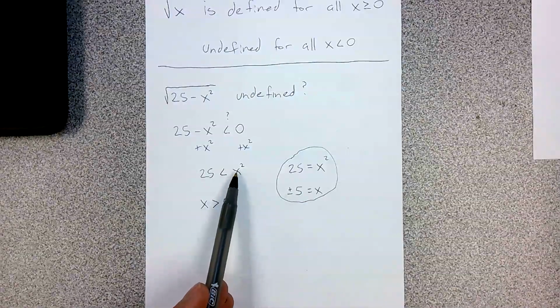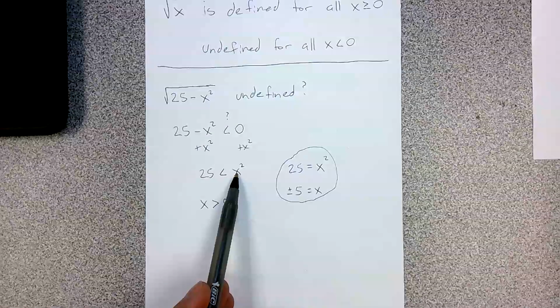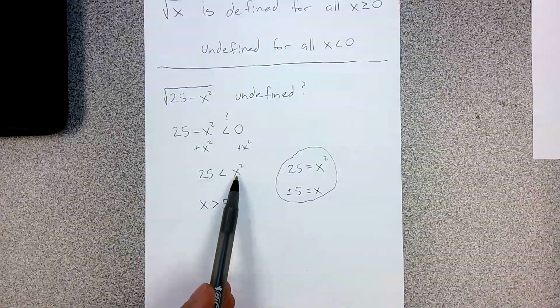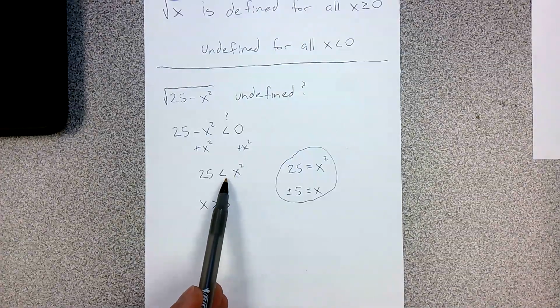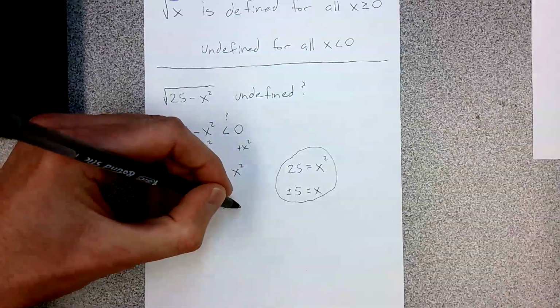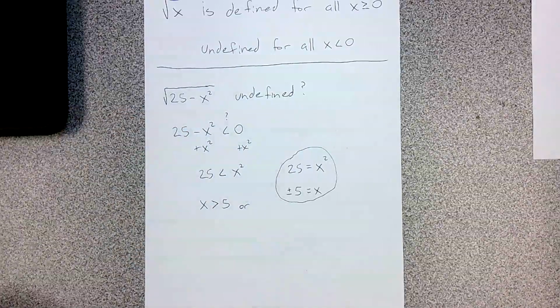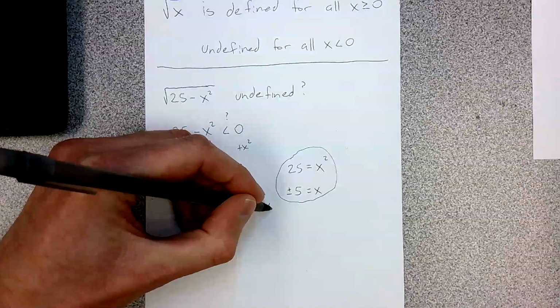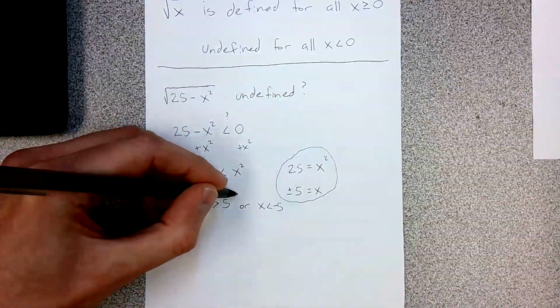So -5 times -5 is 25. -6 times -6 is a positive 36. That's bigger than 25. -7 times -7 is a positive 49. That's bigger than 25. This is why you're seeing the option of x is greater than 5, or x could be less than -5.